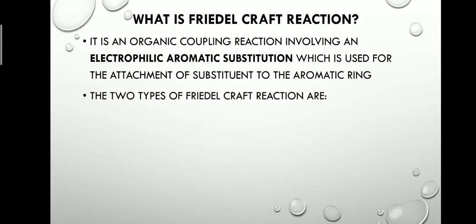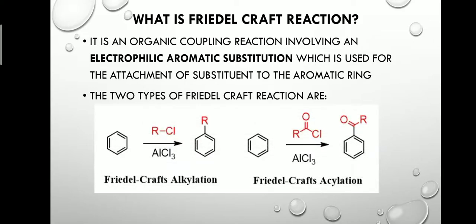So there are two types of Friedel-Crafts reaction. One is Friedel-Crafts alkylation, in which an alkyl group is substituted to the aromatic ring. And another one is Friedel-Crafts acylation, in which an acyl group is substituted to the aromatic ring.